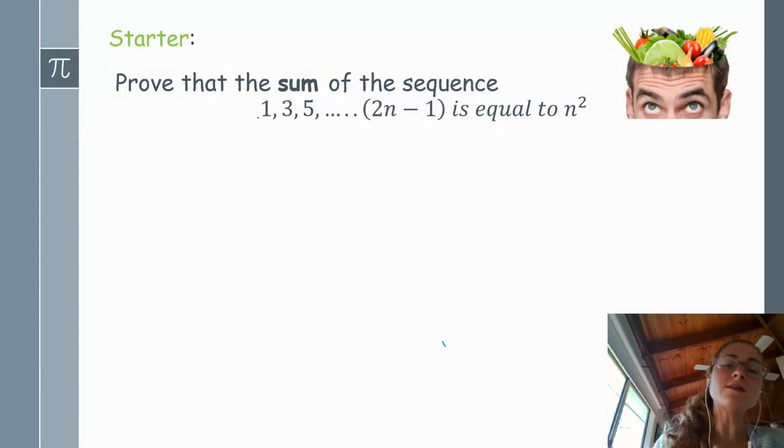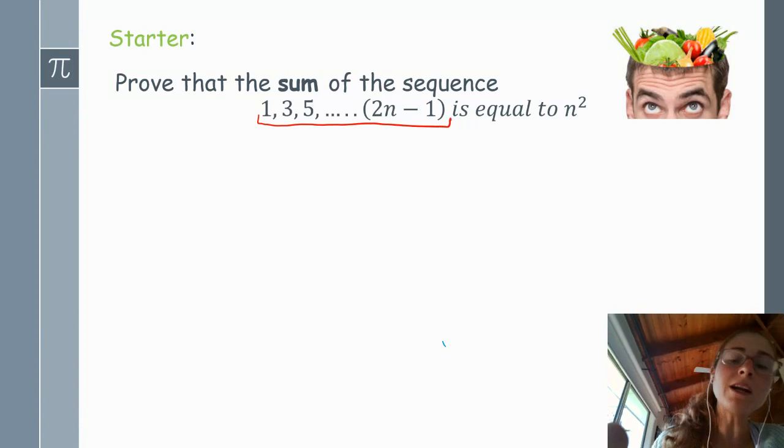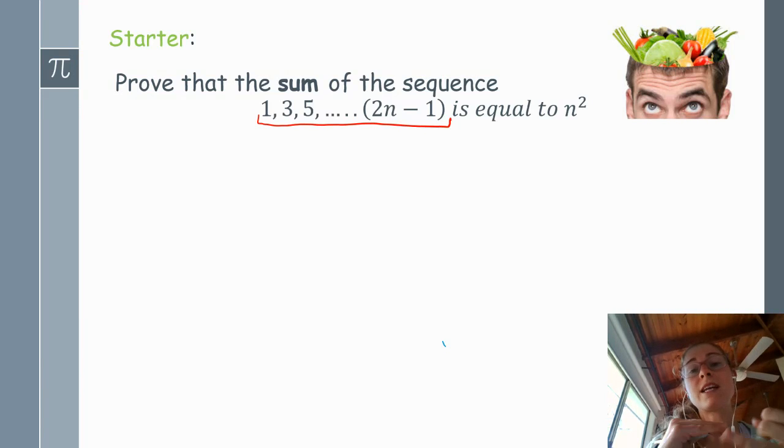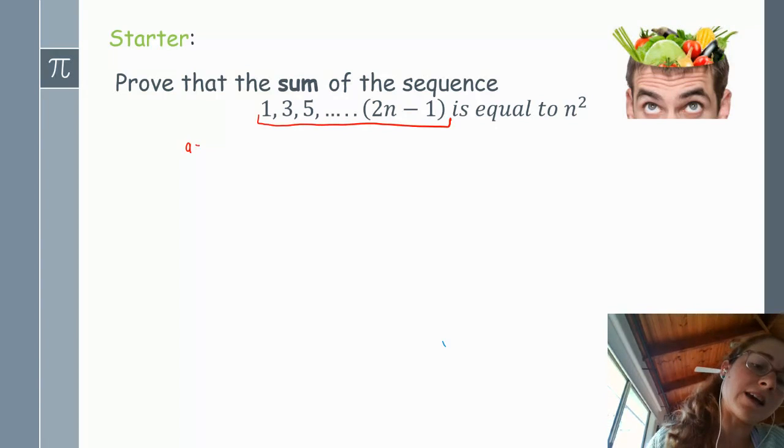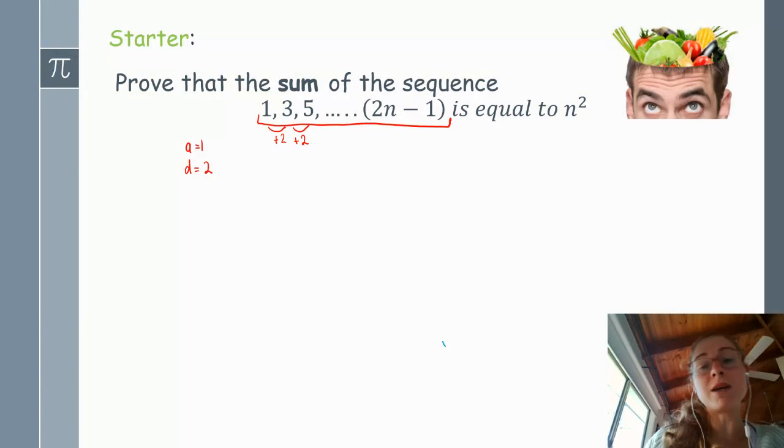So what is the sum of this sequence? For me to know, first I have to decide, is it arithmetic, is it geometric, or is it neither? Let's look. Our first term, a equals 1. Now, we notice that going up, I'm actually just adding 2 every time. So my difference is 2. Now, this term here, I'm not sure what number term it is, so I'm just going to label it as t of n. It's some number term in the sequence, I just don't know where. Now, this is arithmetic, right?